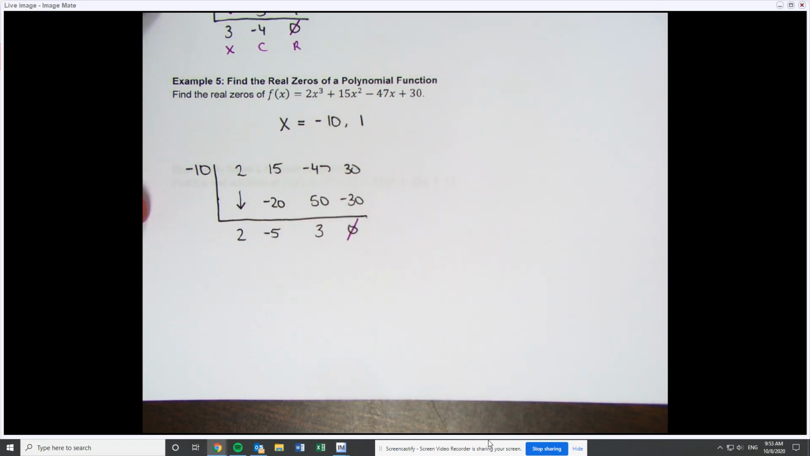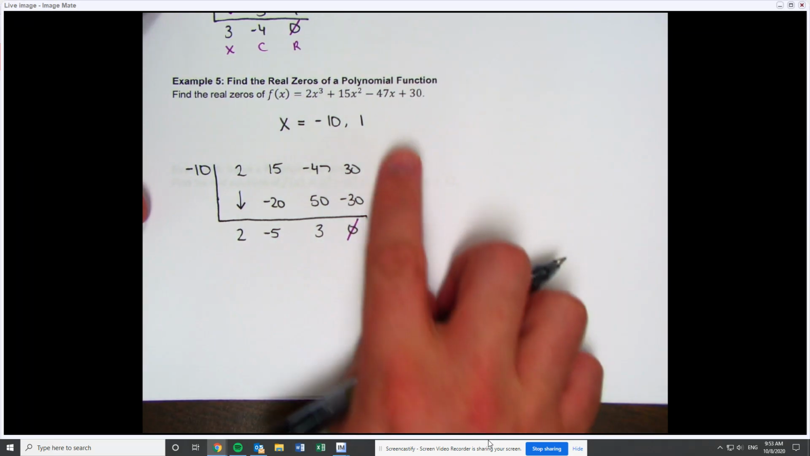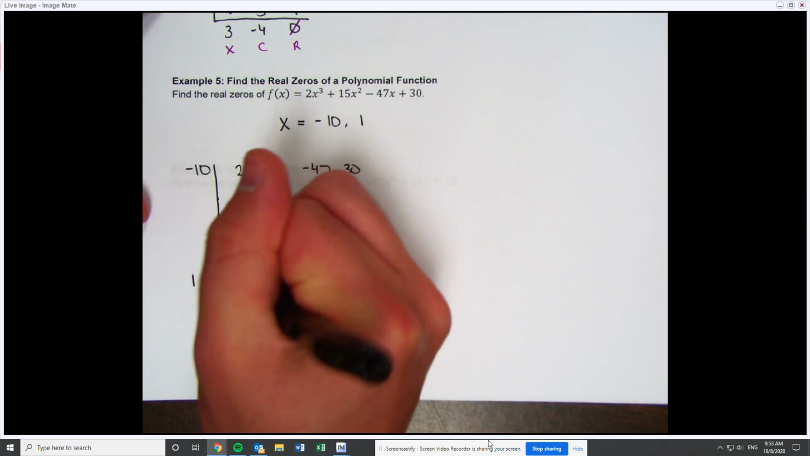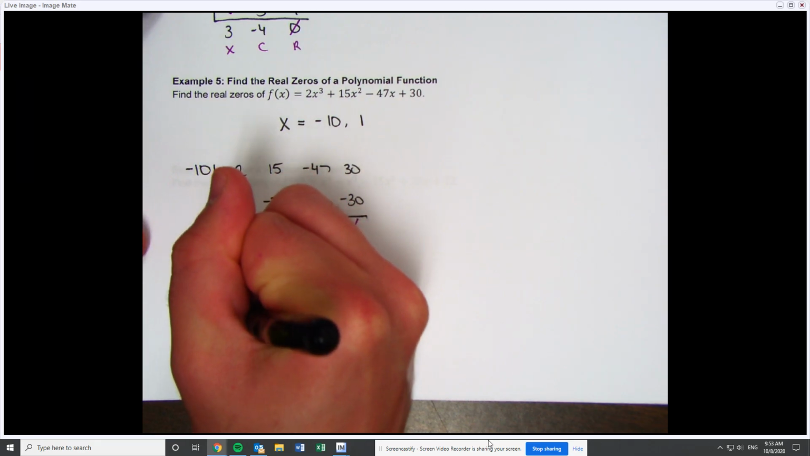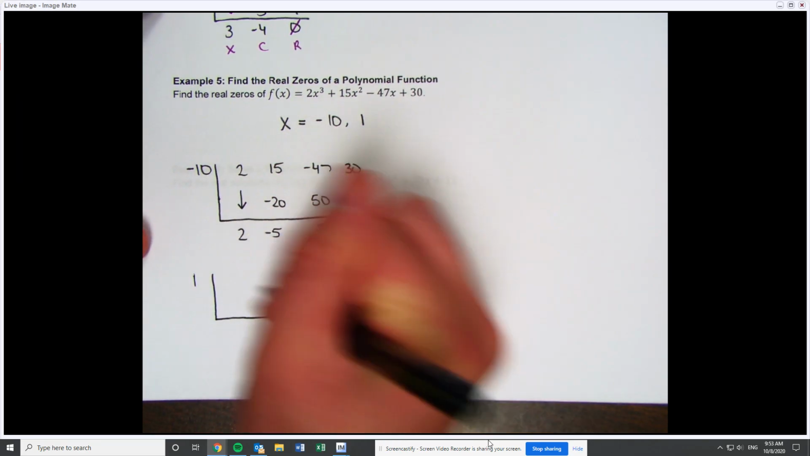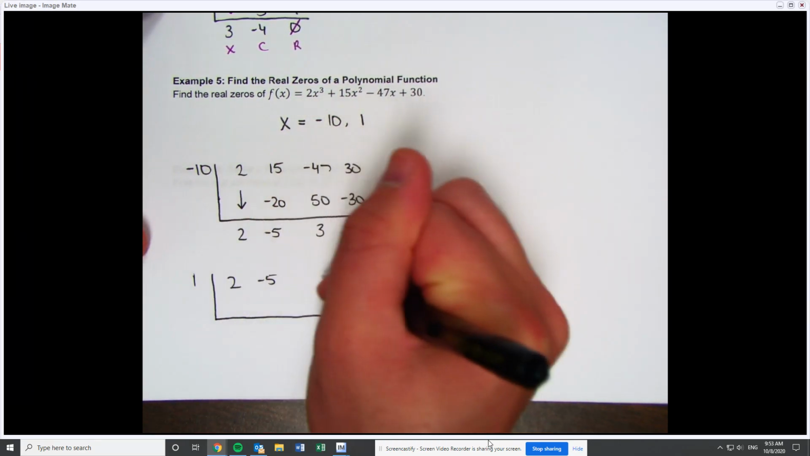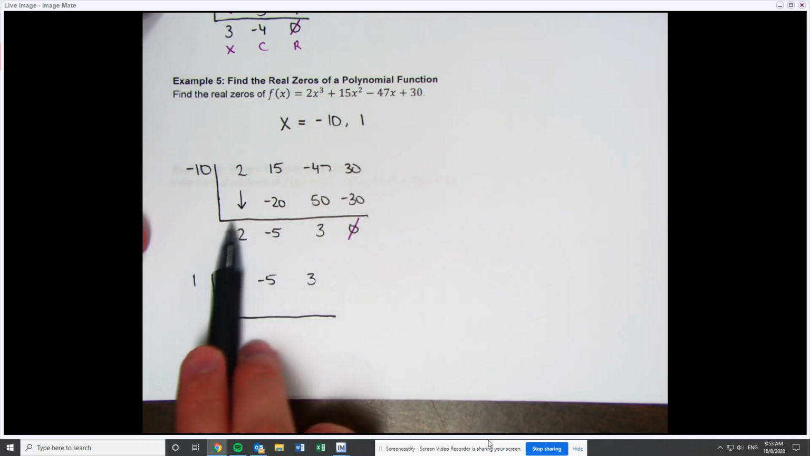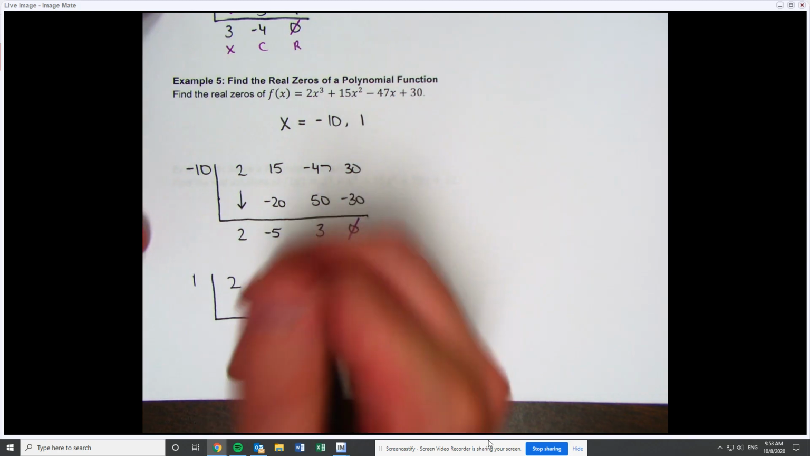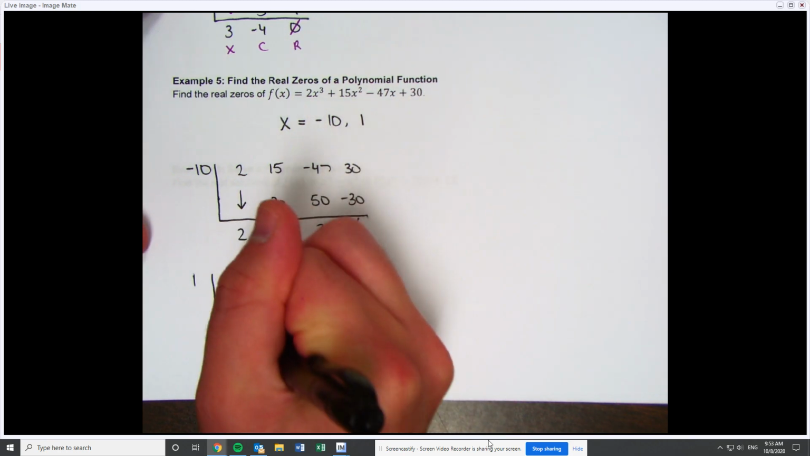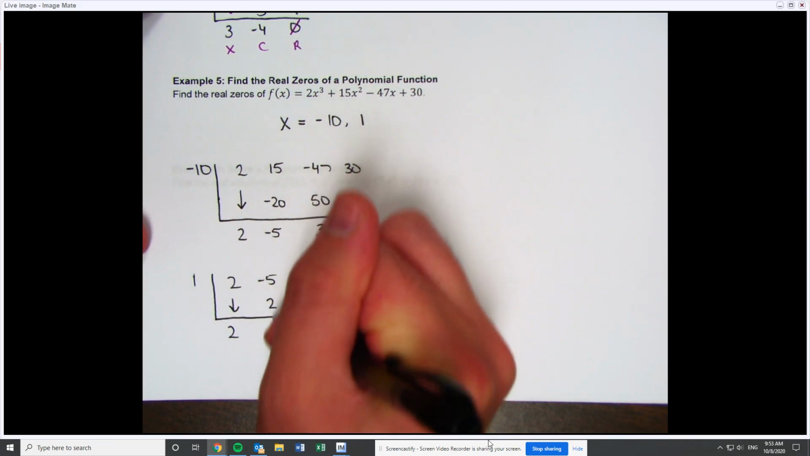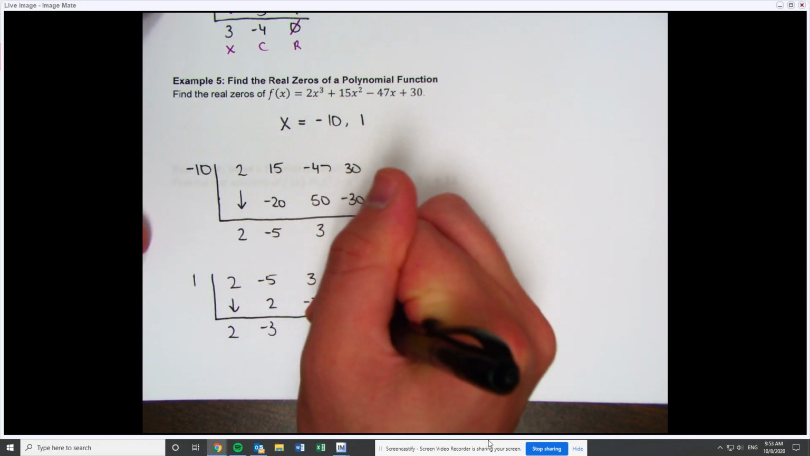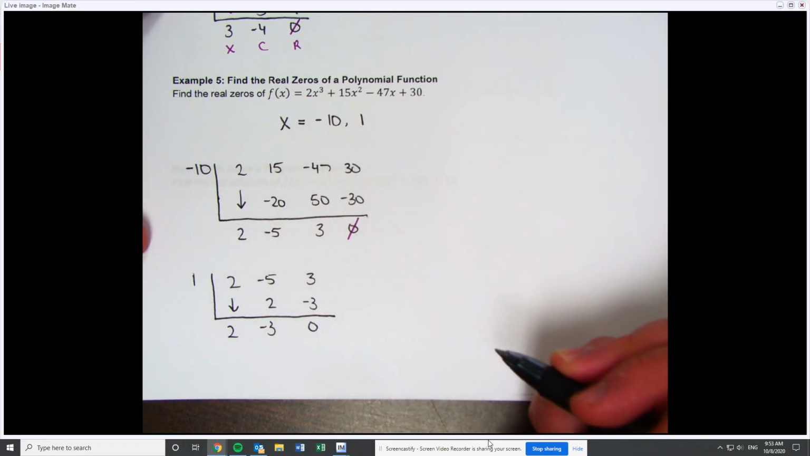If it's guaranteed to be a 0, that's guaranteed to be a 0 there. Now I can do synthetic division again using 1. So I have 1 on the outside. And now I'll just use the numbers I had left over: 2, negative 5, and 3. What I'm doing now is I'm factoring this polynomial using 1. So I'll drop that. That gives me 2. That gives me negative 3, and 0. Got it.